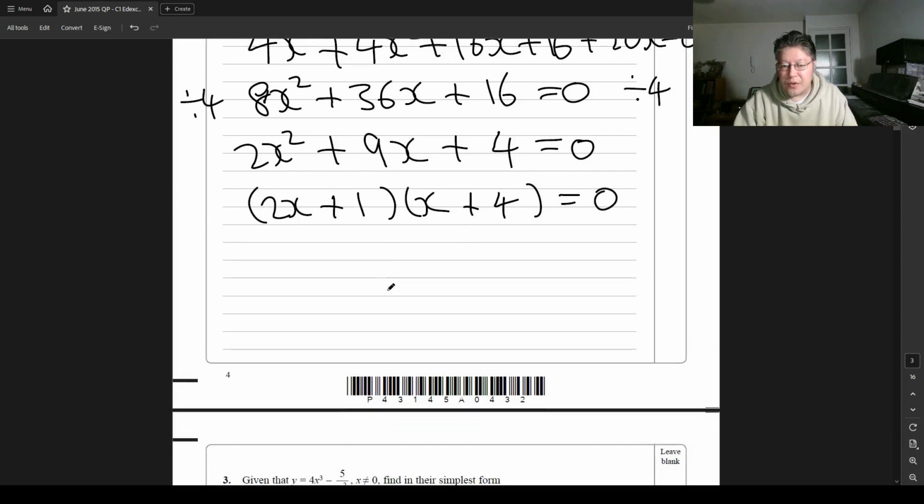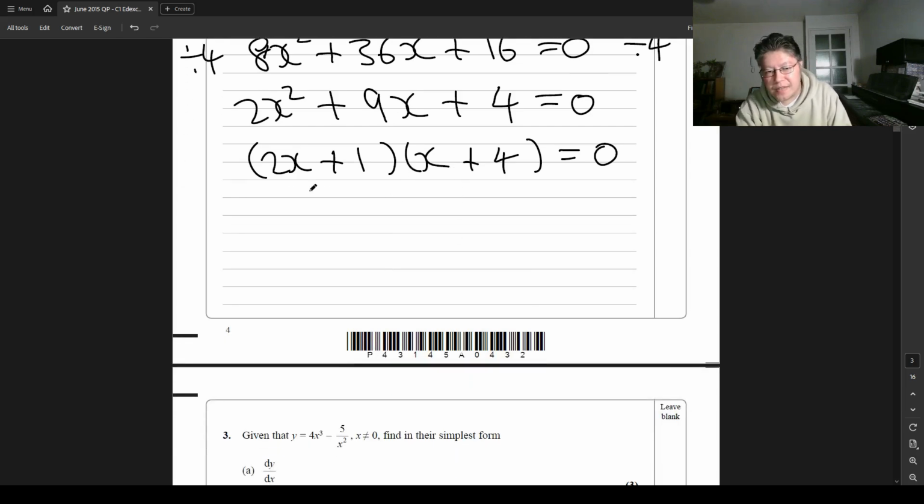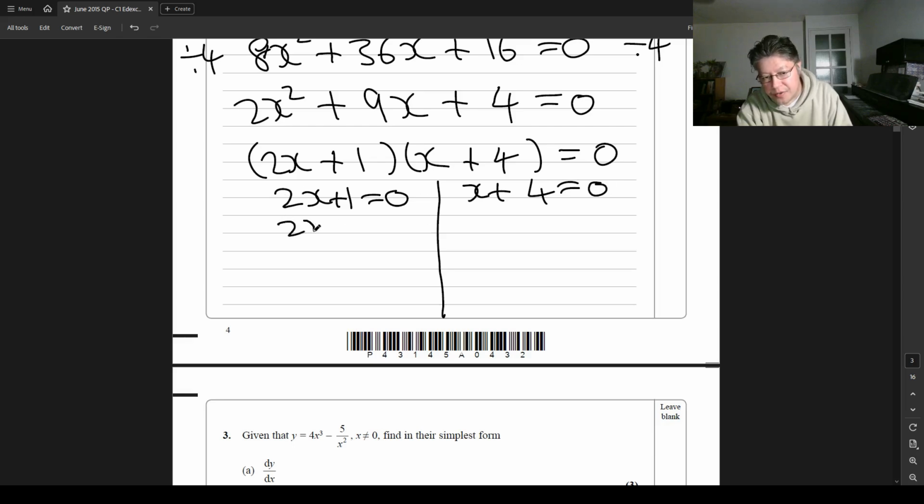Okay, and now we can solve this quadratic. So we'll split it up. 2x plus 1 equals 0. And x plus 4 equals 0. And we'll solve both of them. So the first one gives you 2x equals minus 1. And therefore x is minus a half. So that's the x solution.